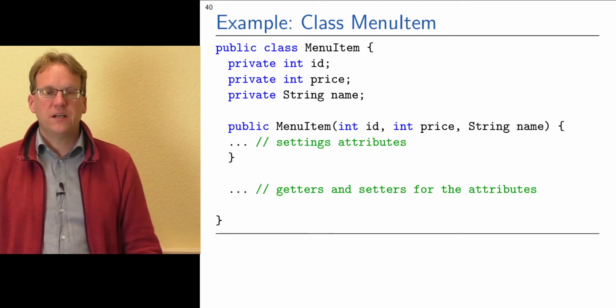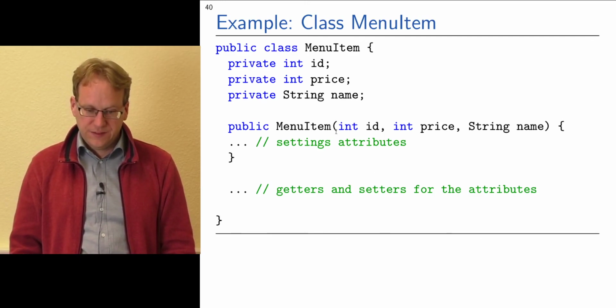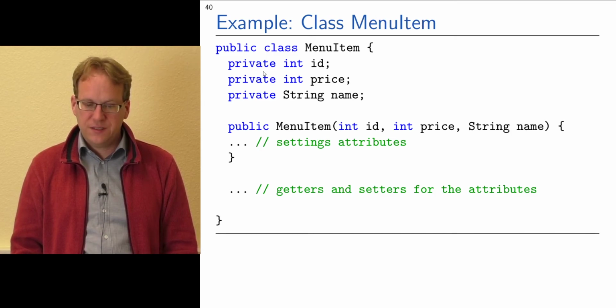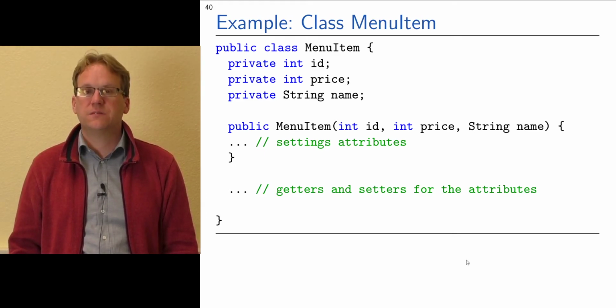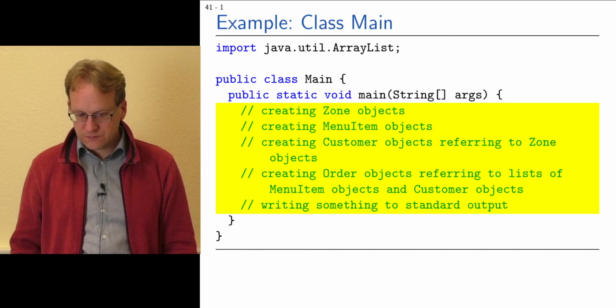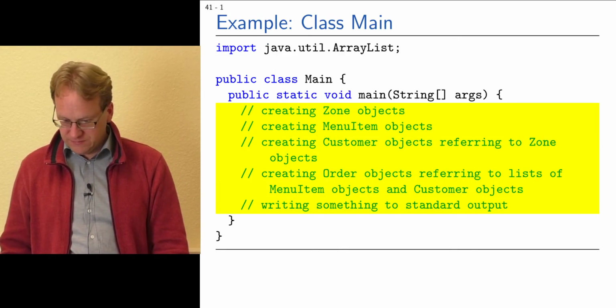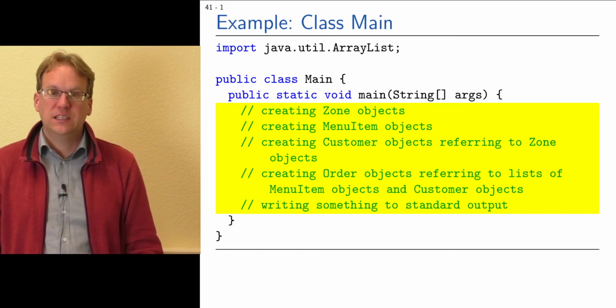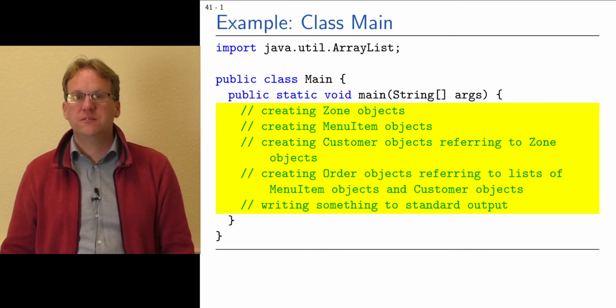The class menu item has nothing special, actually. It is just public class menu item, attributes as we had before, a constructor, and a set of getters and setters for reading and writing our attributes. And that's all. We just need finally an example to show you how to use these classes now.